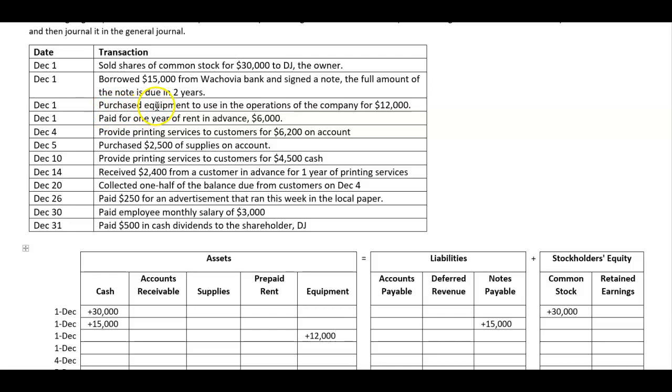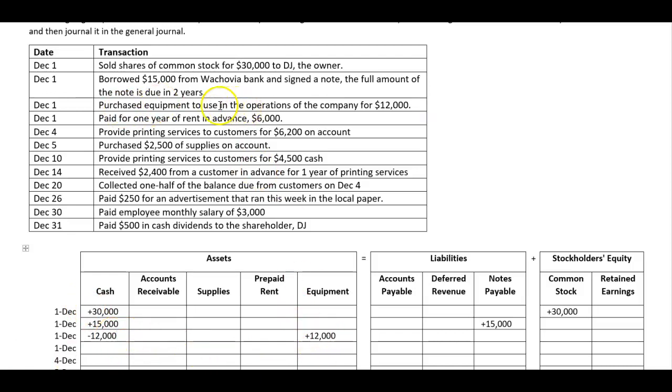Equipment's going up there. We've got an asset to use. Now, how did we purchase it? Well, we purchased it to use in the operation of the company for $12,000. Well, obviously, we paid cash for this transaction. So in this case, our equipment's going up. However, our cash is going to go down. This is known as an asset exchange. The claims haven't changed. We still have creditor claims and we still have owner claims here. It just means now that they have claim to this equipment, not the cash, because we've moved that cash asset into an equipment asset.